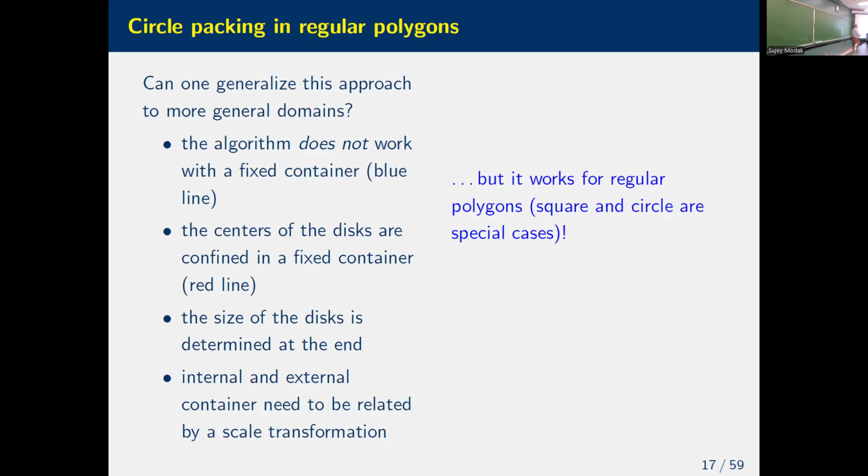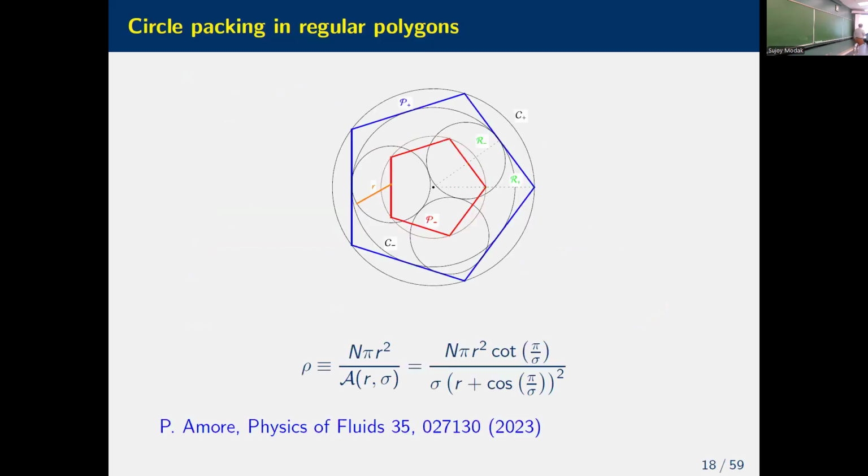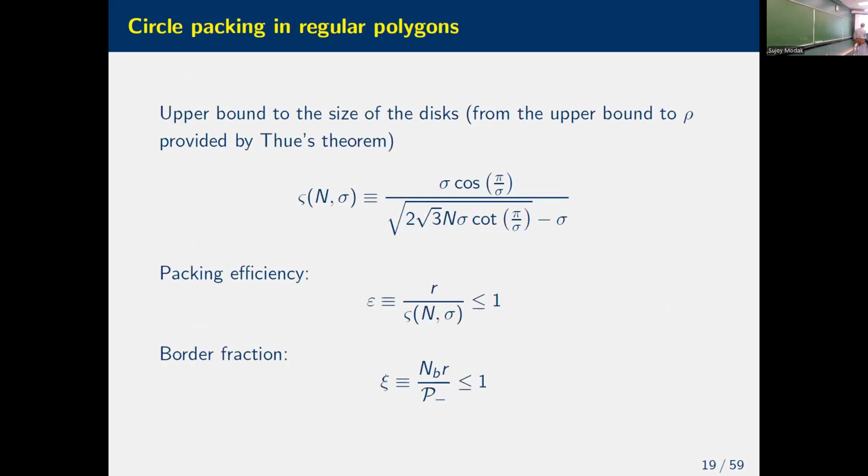But there are problems that can be done with this original algorithm. For example, regular polygons. Actually, the circle and the square are special cases, right? So if I look at the packing in a regular polygon, I can adapt the algorithm. The algorithm works. I did some calculation. I had a lot of fun.